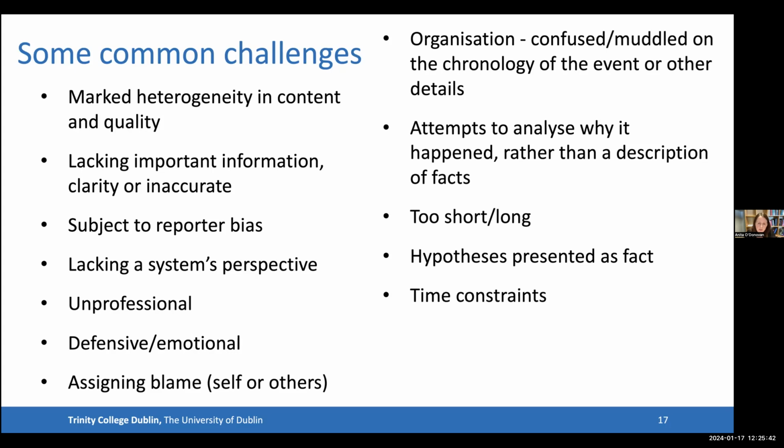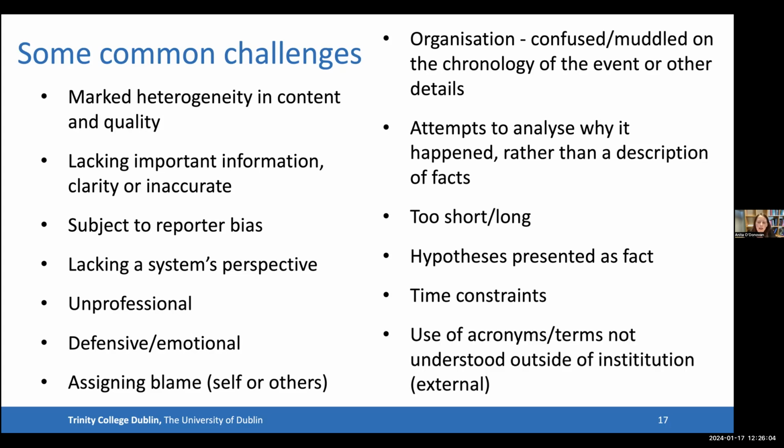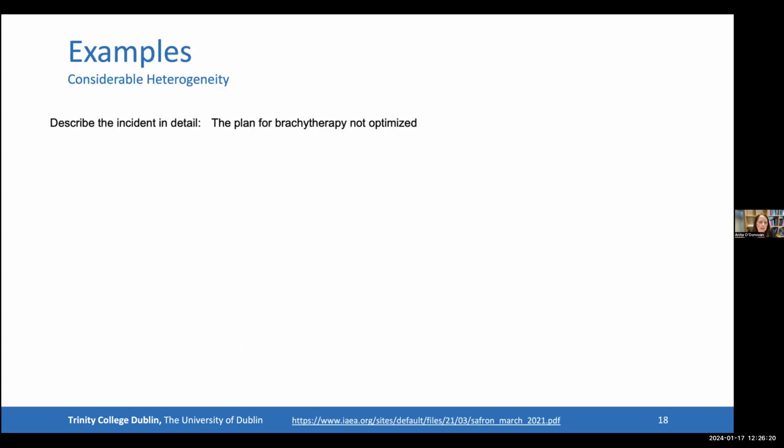Time constraints: we know that working as a radiation therapist, a medical physicist or a radiation oncologist, all are subject to time constraints. So very often we don't have time for very long or detailed reports. That's why we need to be more efficient in terms of what we initially report as part of the narrative. And particularly for external reporting and learning systems, sometimes acronyms or terms are used that aren't understood outside of that institution. So it's important to avoid doing that so that it can be understood externally.